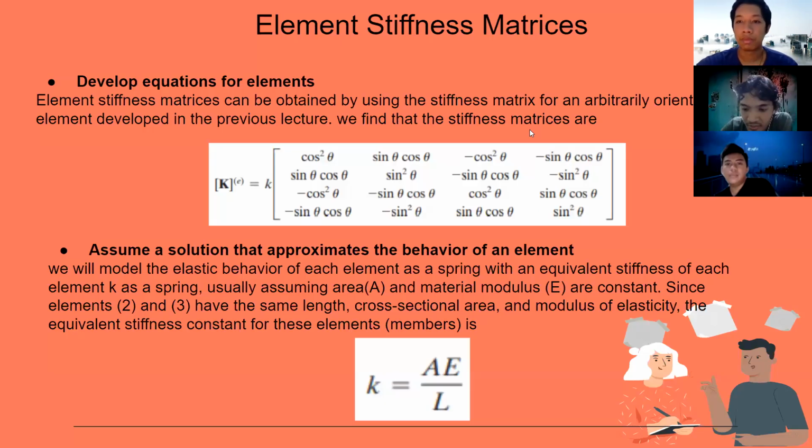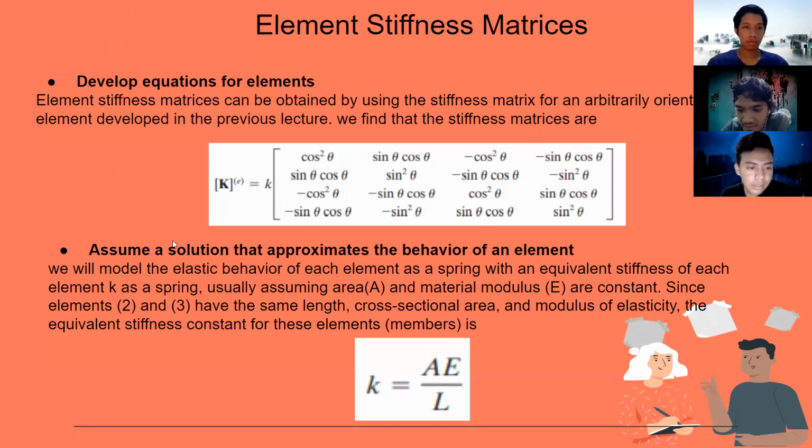And for the element stiffness matrix, the first step is we have to develop equations for elements. The element stiffness matrix can be obtained by using the stiffness matrix for an arbitrarily oriented bar element developed in the previous lecture. We can find that the stiffness matrix formula is constant K equal to this. This is from the book, from numerical method.